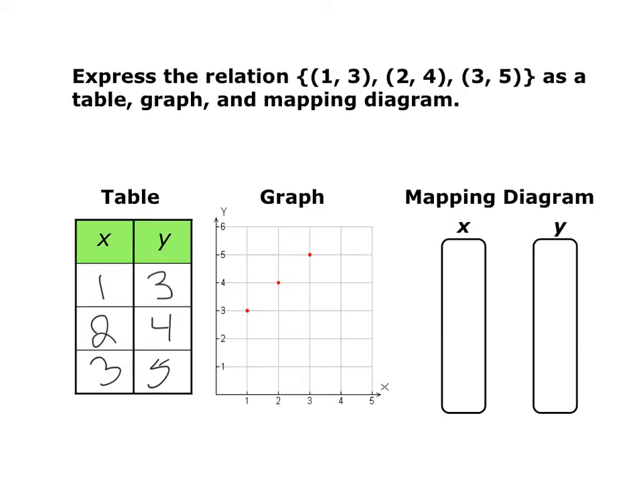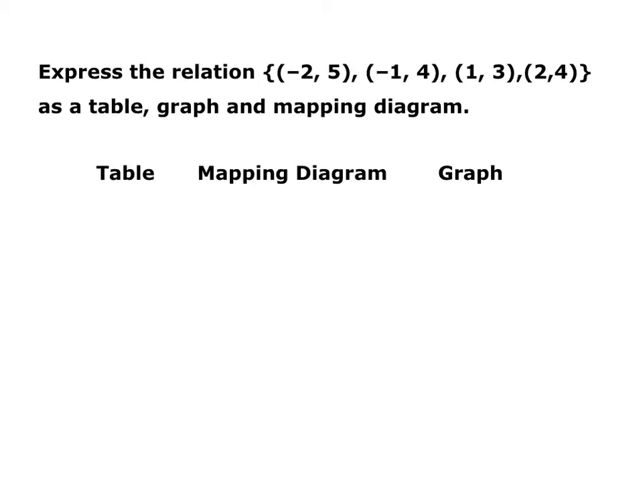Now for the mapping diagram, we're going to put our x values 1, 2, and 3, and then our y values, which are 3, 4, and 5, and then we're simply going to draw an arrow between the x and the corresponding y. So it'll be 1 to 3, 2 to 4, and 3 to 5. So now let's look at another example.